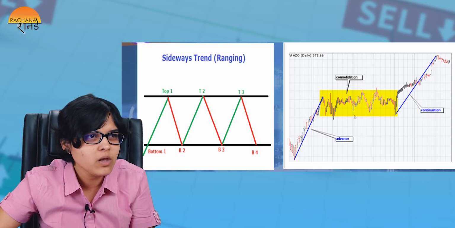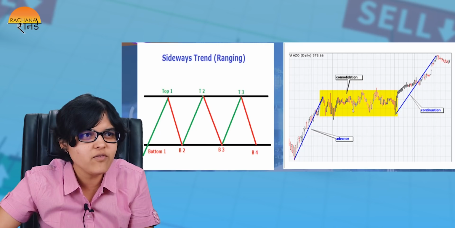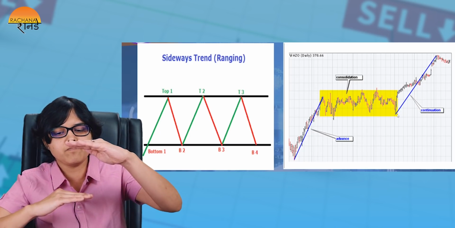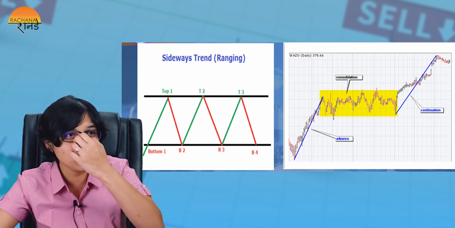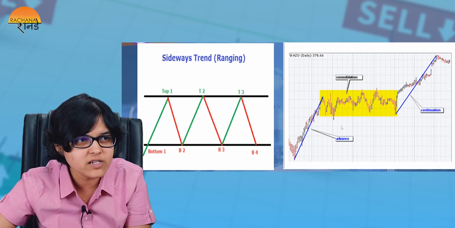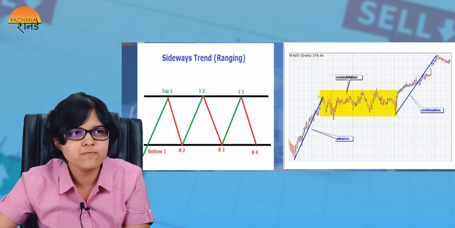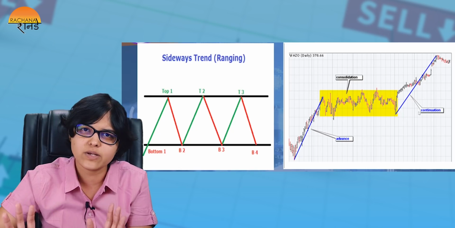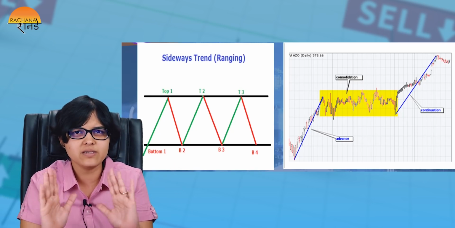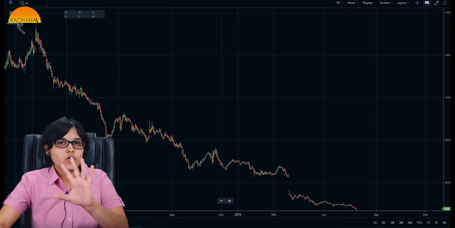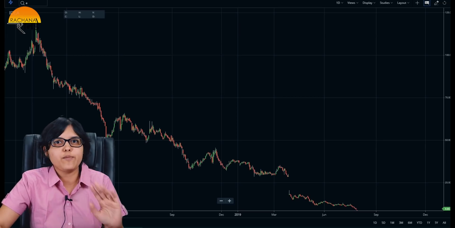So here you can see the stock is moving in a very particular price direction, I can say. It is not breaking this level significantly, neither is it breaking it downwards significantly. So this is a very simple example of sideways trend. I hope all three types of trend, in simple words, you have already understood. So we're going to talk about how to trade in what type of trends.